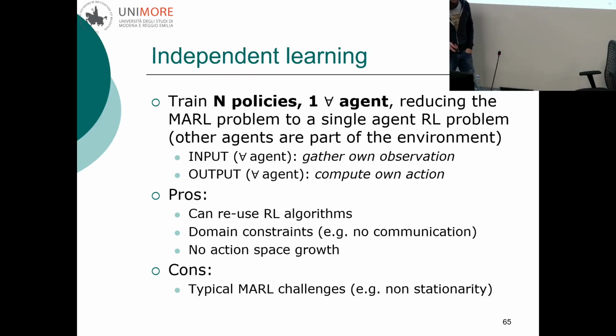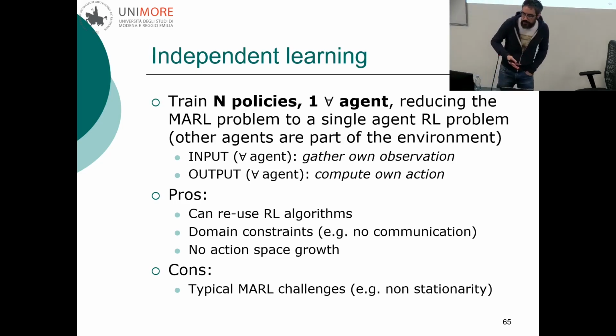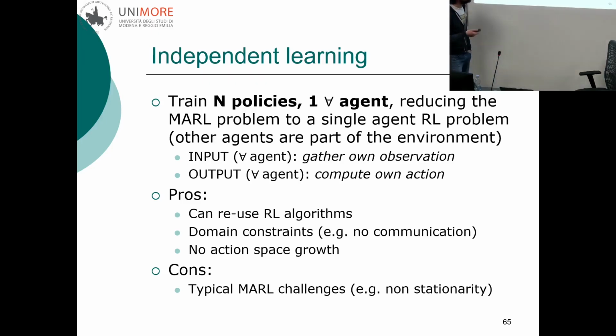Obviously, the bad news, as we said, is that we are doing nothing to mitigate the typical issues of multi-agent reinforcement learning. So, what is the takeaway lesson? Can we apply independent learning in multi-agent reinforcement learning? Yes, always. In general, do not expect very good results because of all of these issues. But you can always do that.